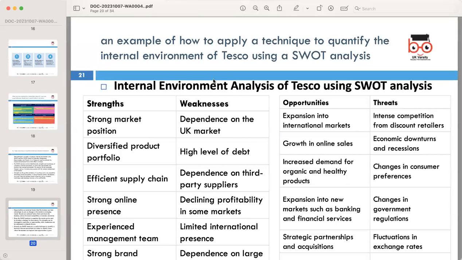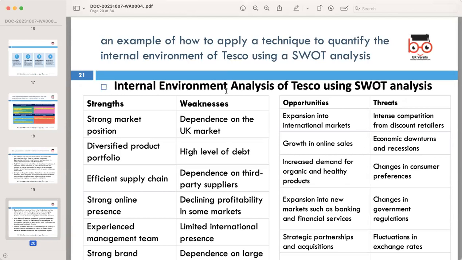So strengths, you can see: strong market position, diversified product portfolio, efficient supply chain, strong online presence, experienced management team, strong brand reputation. If you come to the weaknesses: dependence on the UK market, high level of debt, dependence on third-party suppliers, declining profitability in some markets, limited international presence, dependence on large format stores.